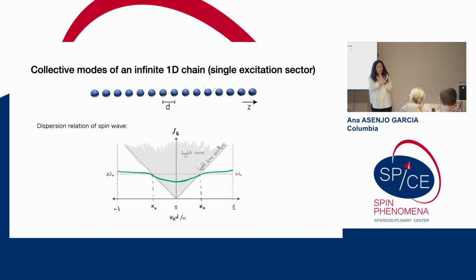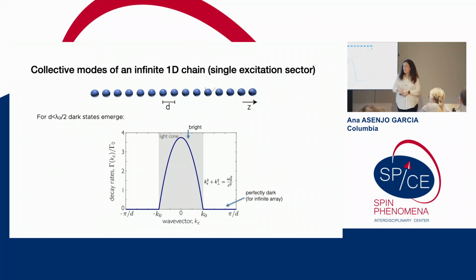So this light cone, even though it has this triangular shape, the bandwidth of this dispersion relation is super tiny. It is of the order of gamma zero. So I'm going to zoom into this very small section of the light cone. Suddenly this light cone that looks like a triangle is going to look vertical. So this is how it looks. This is the decay rate normalized to the single spin decay rate. This is the wave vector along c. And you see that the decay rate is finite inside the light cone and exactly zero outside the light cone.